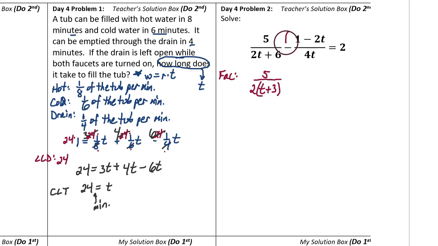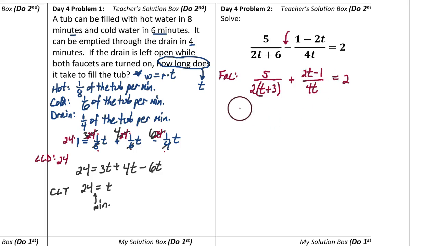However, I can save a couple steps of work in the future if I rewrite this subtraction as an adding, and I take the inverse of this binomial, 2t minus 1. What I'm saying is that if you subtract 1 minus 2t, that is equivalent to adding 2t minus 1.